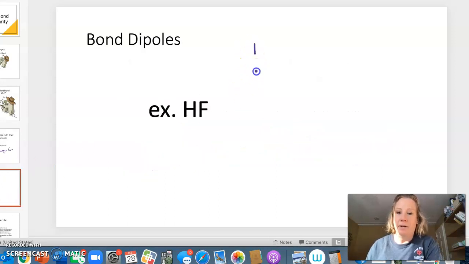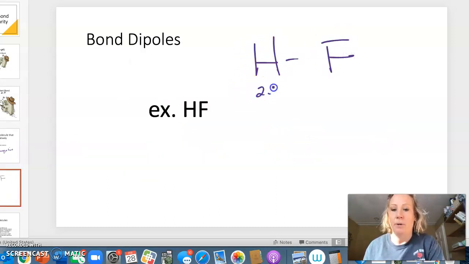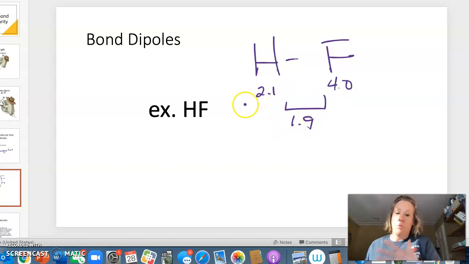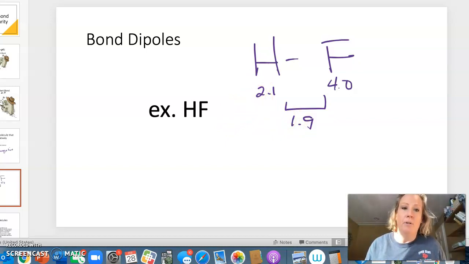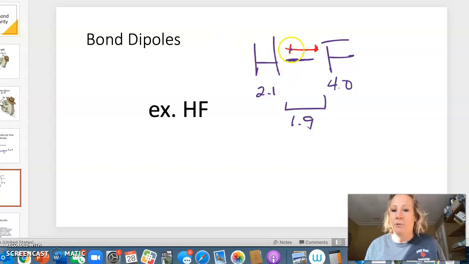So if you have hydrogen bonded to fluorine, this is 2.1, 4.0, so the difference is 1.9. Again, it's even more polar than the HCl, but we can show the dipole along the bond. We would draw the arrow pointing towards the fluorine because the fluorine's going to pull those bonded electrons towards itself and away from the hydrogen, which causes the hydrogen to become partially positive. Another thing sometimes you'll see are these delta signs, which are partial. This means partially positive, partially negative.